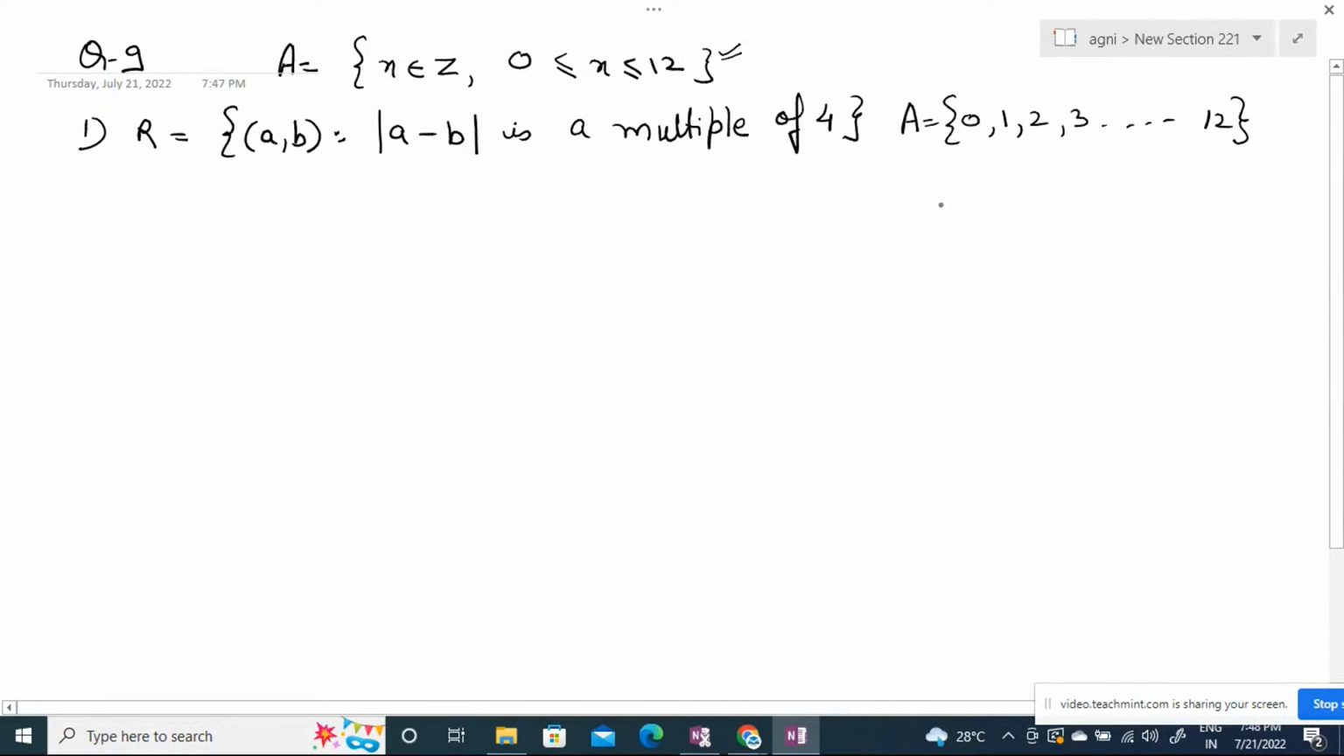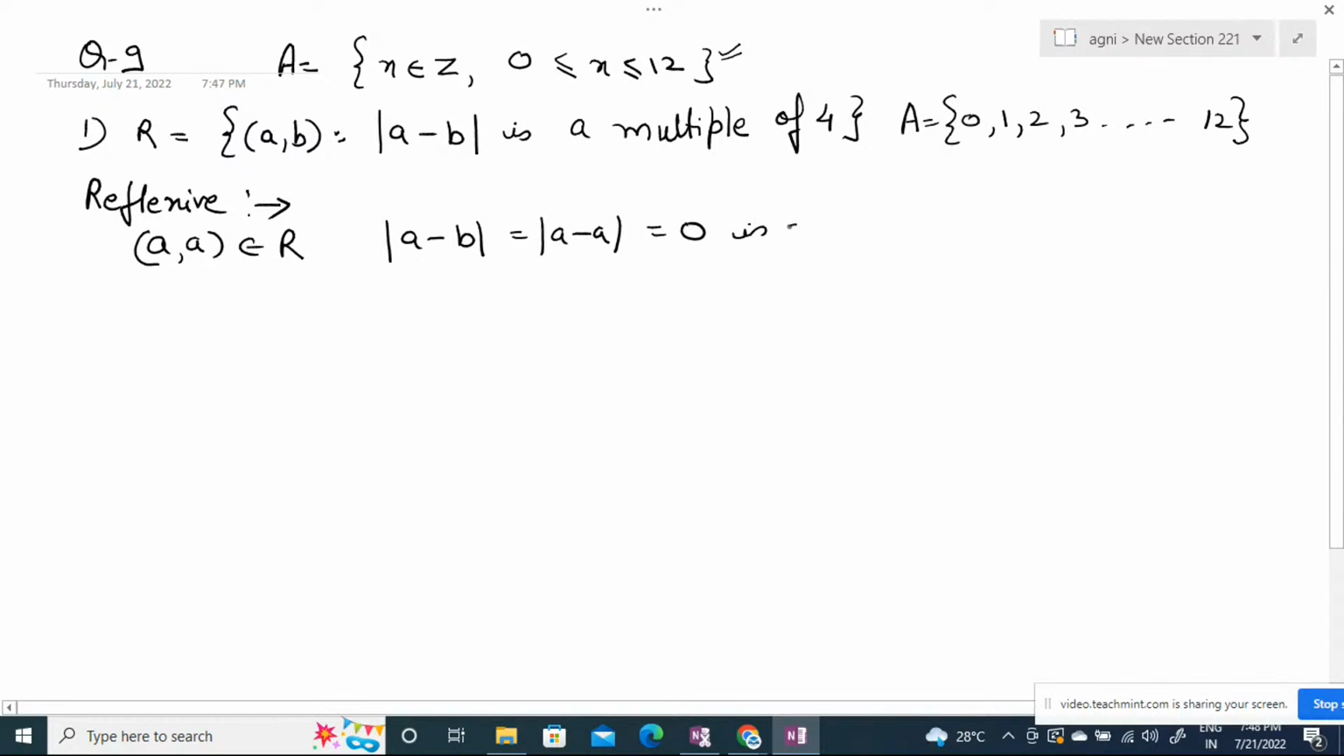I am going to start. For example, if we take two elements from this set A, we have to find A minus B. Now I am going to check for the reflexive nature. For example, if I take an ordered pair A comma A belongs to R, then the value of A minus B is equal to A minus A, which is equal to 0. And 0 is a multiple of 4.